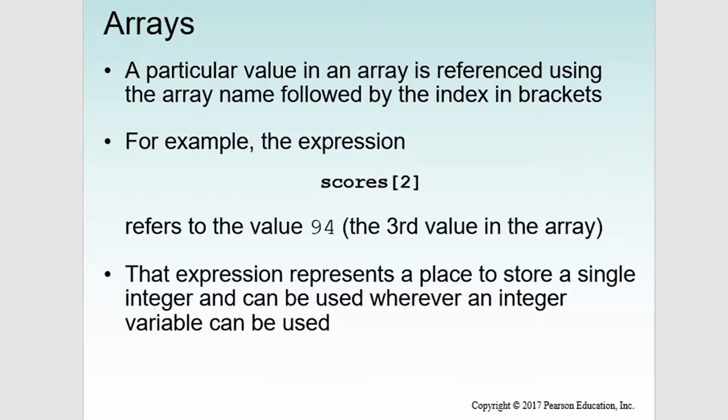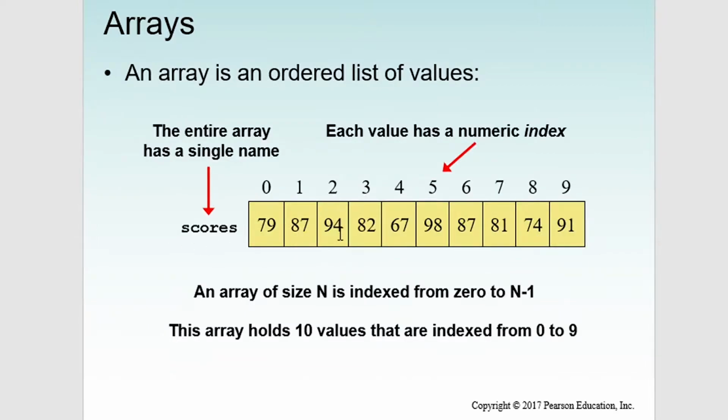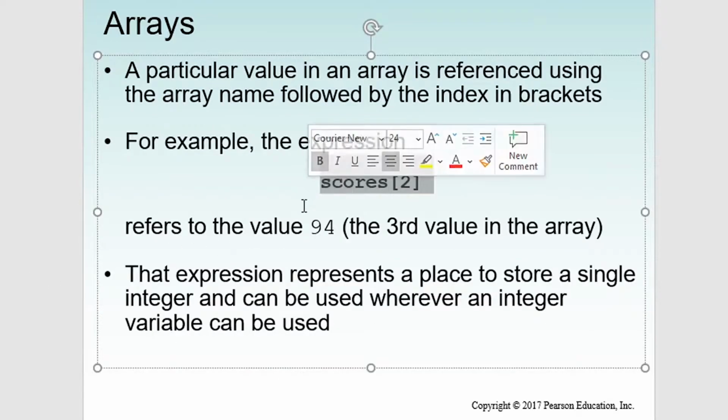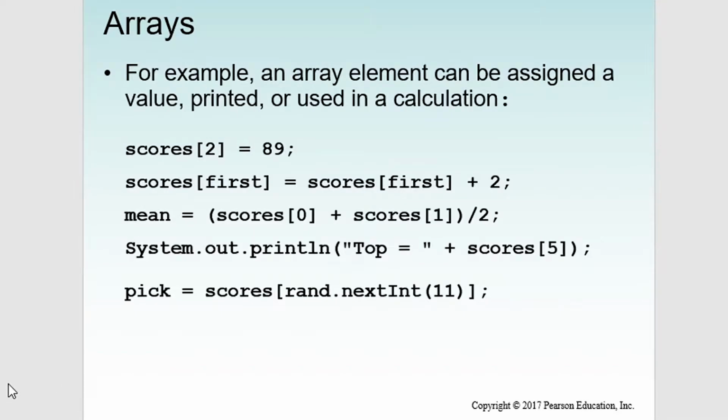For example, the expression, and this is the name of the array, and to reference a value, they put the index in brackets. For example, the expression refers to the value 94, the third value in the array. Here's the array. 94 is at index 2. So to reference that value, they're going to use the name of the array and the index in brackets. That expression represents a place to store a single integer, and it can be used wherever an integer variable can be used. For example, an array element can be assigned a value, printed, or used in a calculation.